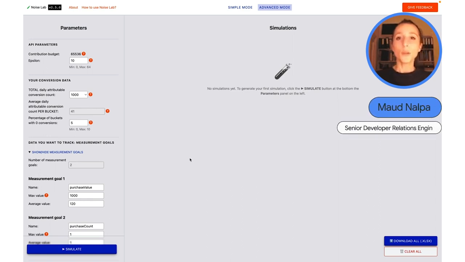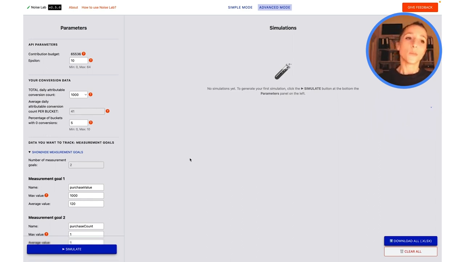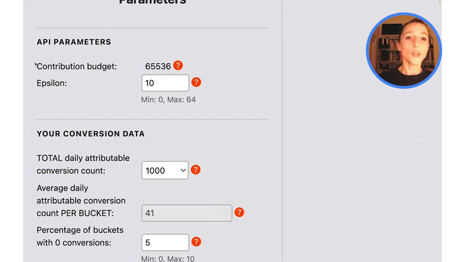Now, there's one parameter we have not really talked about yet in NoseLab, and that's because it's a little bit special. This parameter is Epsilon. It's right over here. You can configure it in NoseLab. So what Epsilon is, is a privacy parameter that's part of the Attribution Reporting API, and this is going to impact the amount of noise that's added.